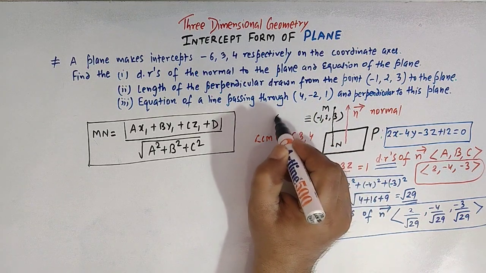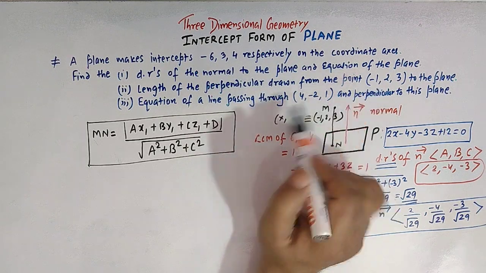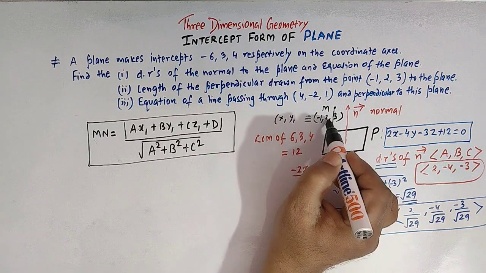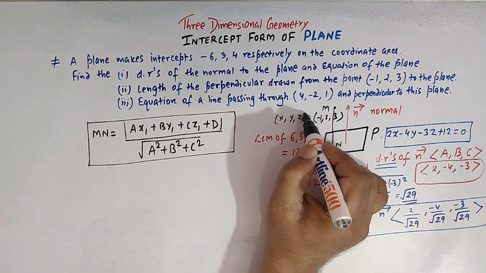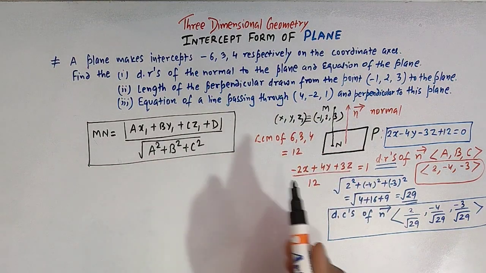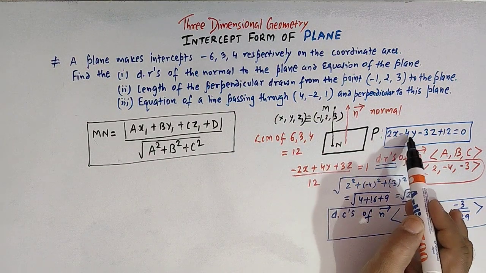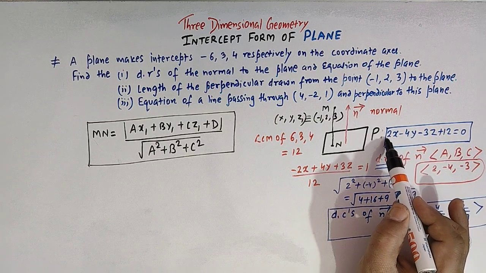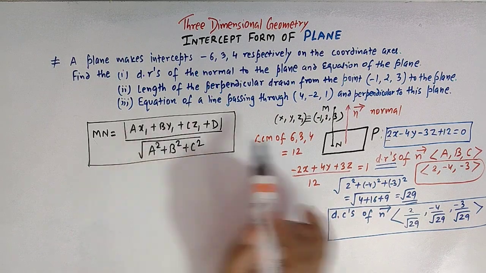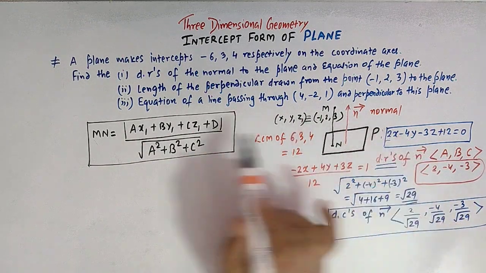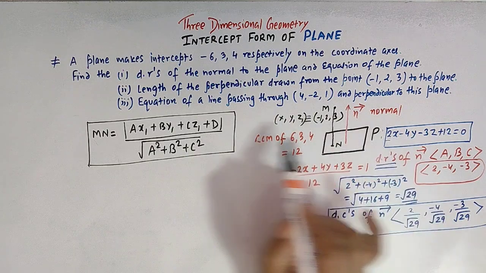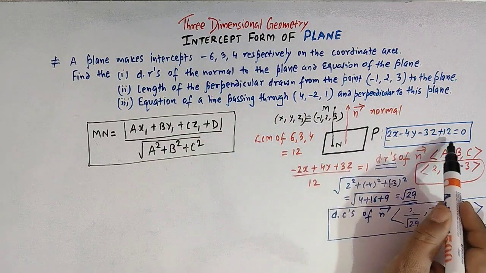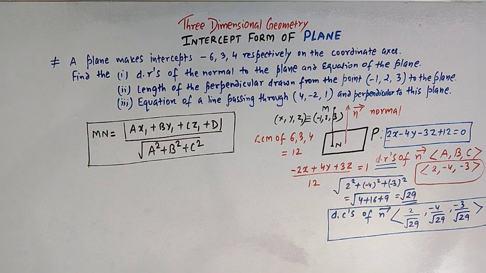So here the value of x1 is minus 1, then we have y1, that is 2, and z1 is 3, right? And the equation of the plane is 2x minus 4y minus 3z plus 12 is equal to 0. So the value of this capital A is 2, and capital B is minus 4, and capital C is minus 3, and D is 12, right?